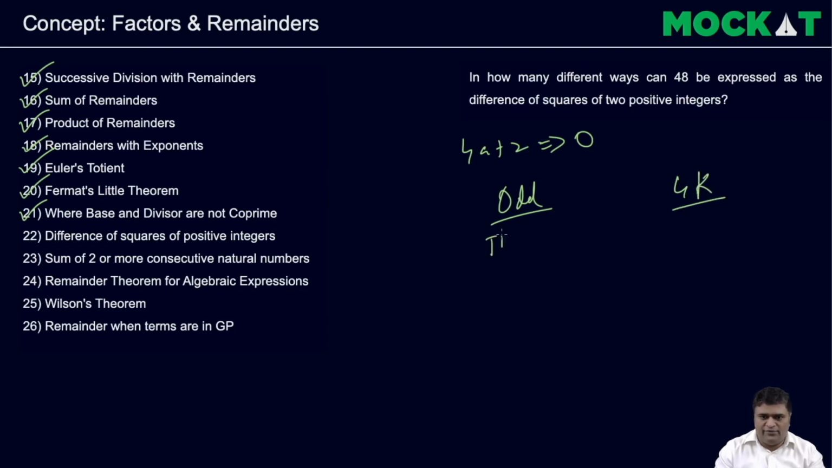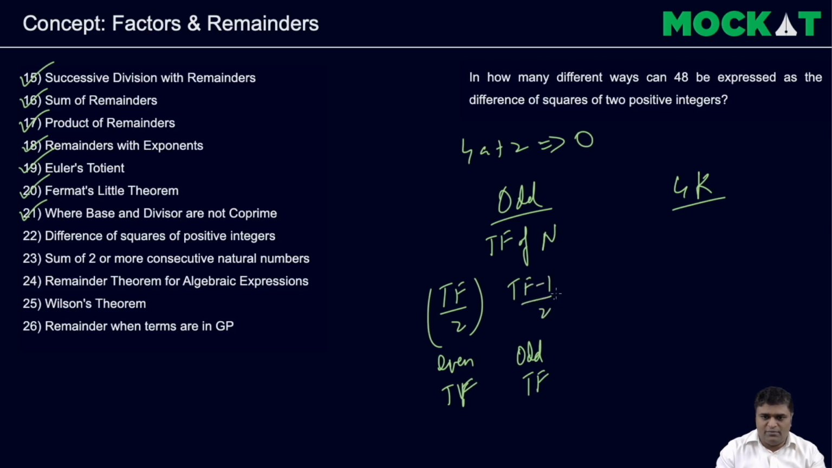Now if it's going to be odd, you find the total factors of the number itself. And once you've found the total factors, TF by 2 over here, if it's an even number of total factors, even TF. And if it's going to be an odd number of total factors, which is going to be the case if the number is a perfect square, it's going to be TF minus 1 by 2, because you'll have to remove the case where it can be 0, right? If it's a perfect square, then for instance, let's say 36, the 6 square minus 0 square case should be removed, because you have to write it as difference of squares of two positive integers over here.